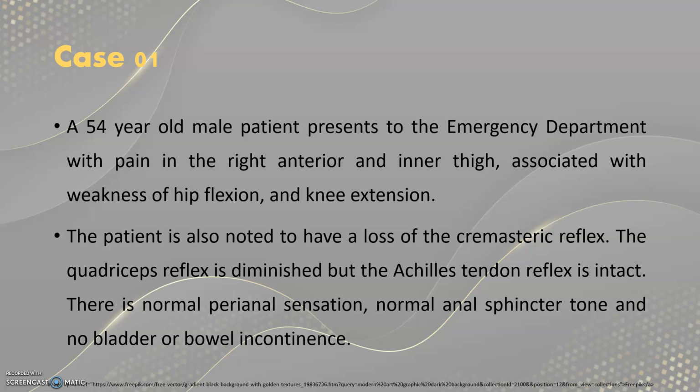anterior and inner thigh associated with weakness of hip flexion and knee extension. The patient is also noted to have a loss of the cremasteric reflex. The quadriceps reflex is diminished, but the Achilles tendon reflex is intact. And there is normal perianal sensation, normal sphincter tone, and no bladder or bowel incontinence.